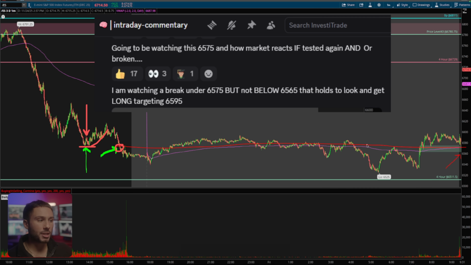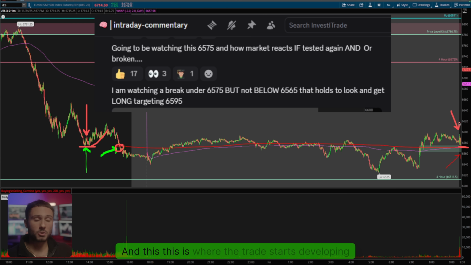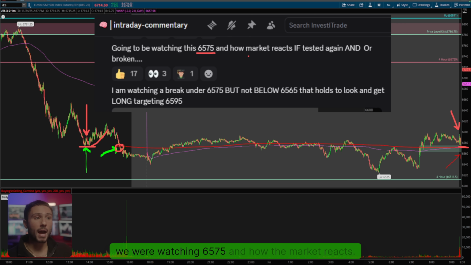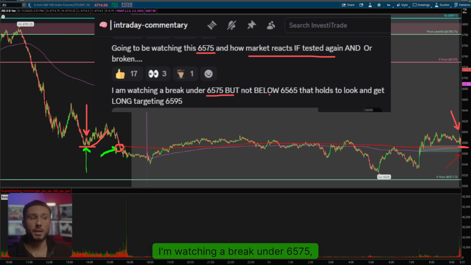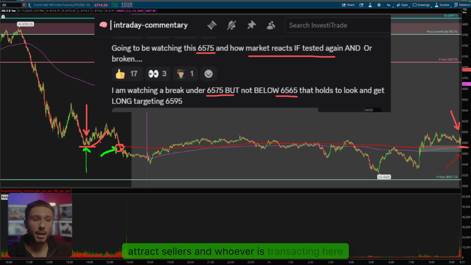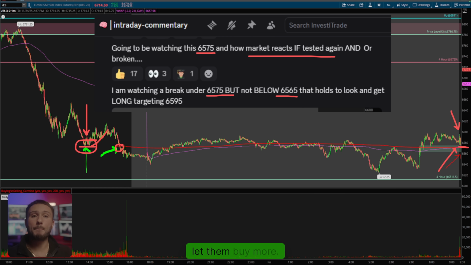Now, the following session, extending the line over, we see 65.75 again. And this is where I take the setup, and this is where the trade starts developing. In this time frame, the next day, we were watching 65.75 and how the market reacts. I'm watching a break under 65.75, but not below the 65s. Essentially, I wanted this level to break, attract sellers, and whoever is transacting here from the session before and whoever is transacting here in the current session, let them buy more.